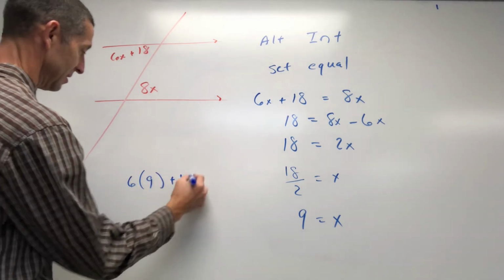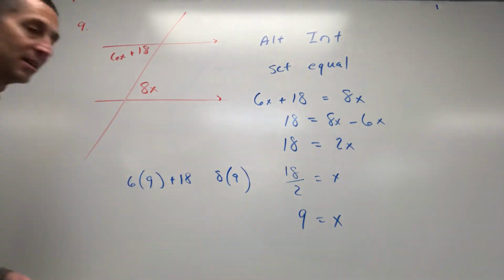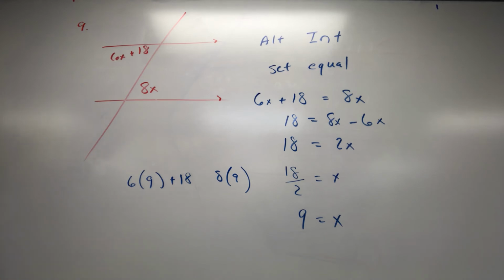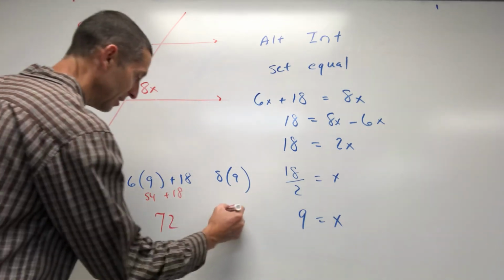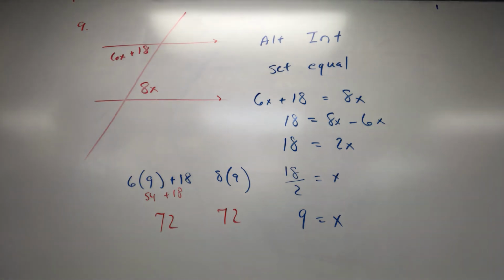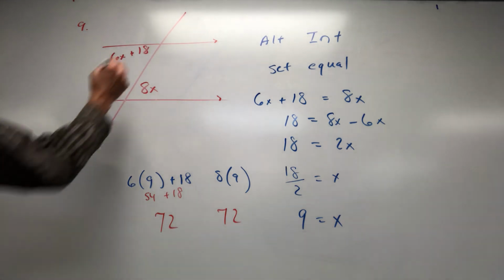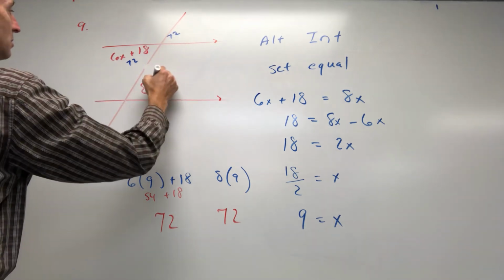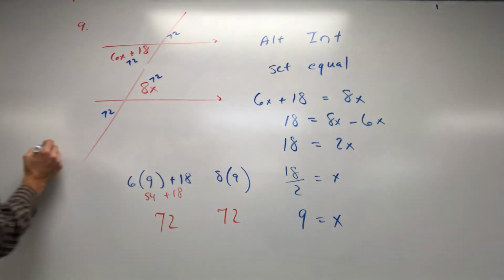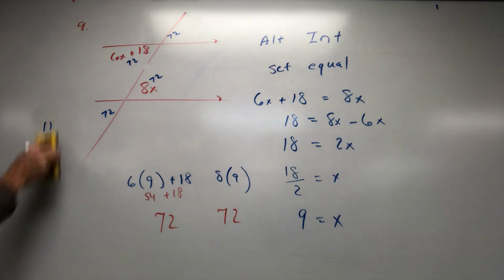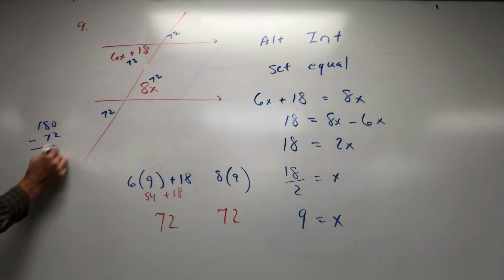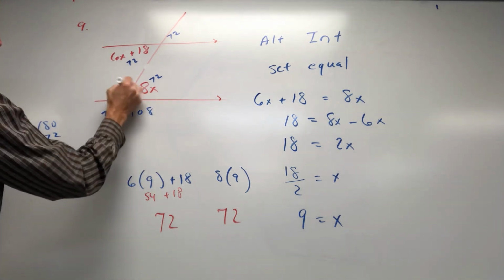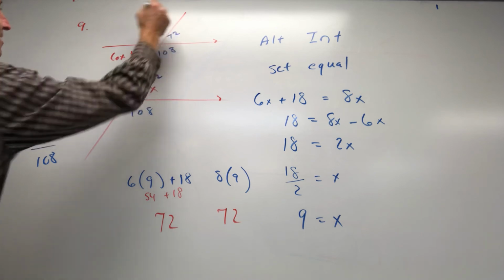6 times 9 plus 18, 8 times 9. And hopefully when we plug it back in, they'll turn out to be the same thing because we set them equal to each other. Yeah, I think we're in business. What is this? This is going to be 54 plus 18 is 72. This is 72. Boom. And we've got it. So we've got this is 72, 72, 72, 72. We can do a 180 move. 180 minus 72 is 108. 108, 108, 108, and 108.